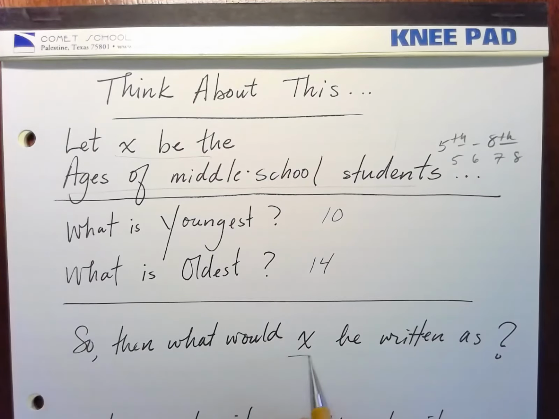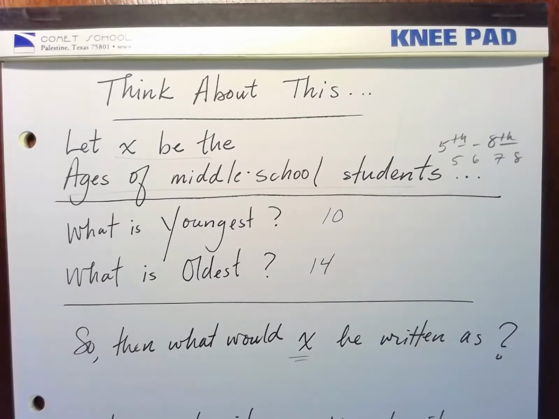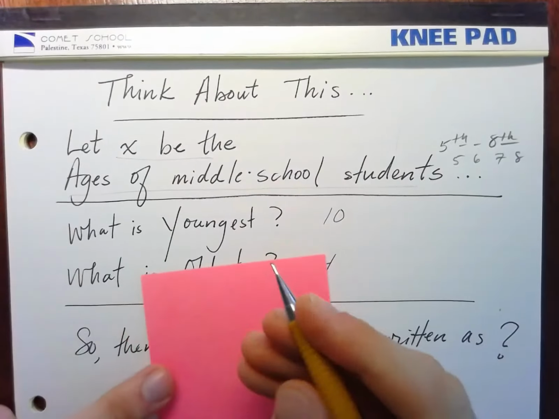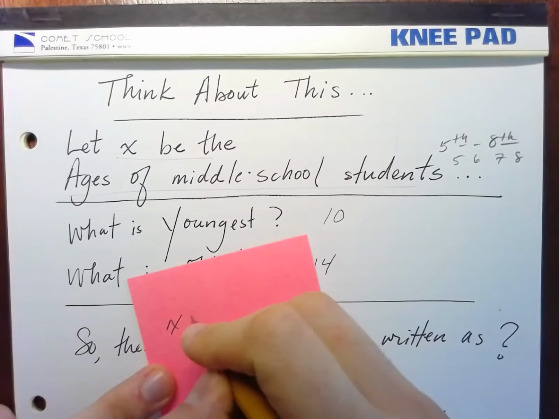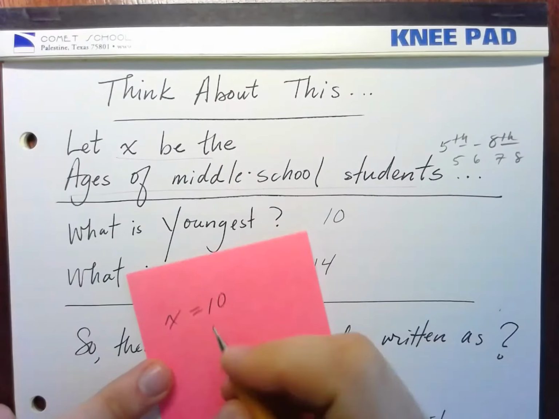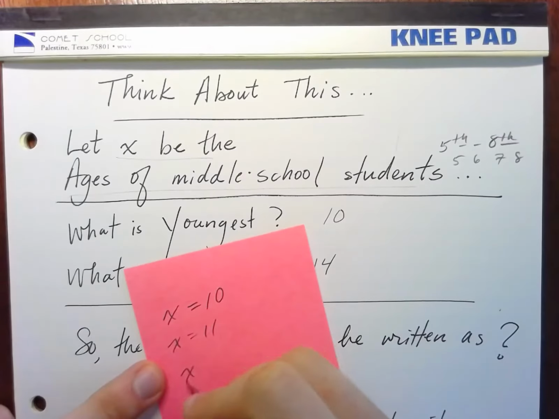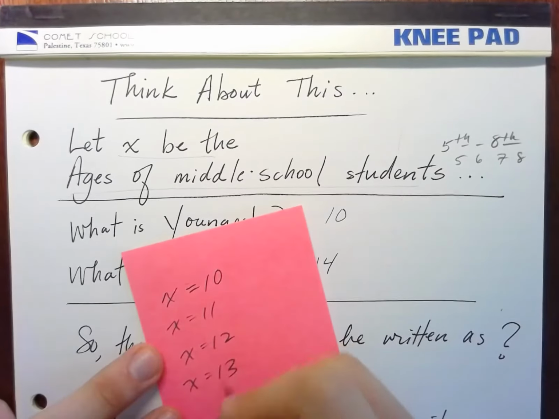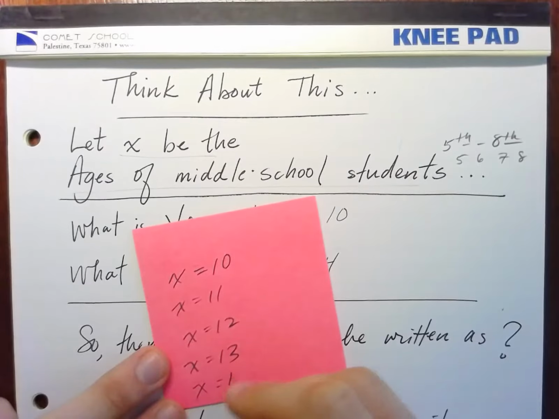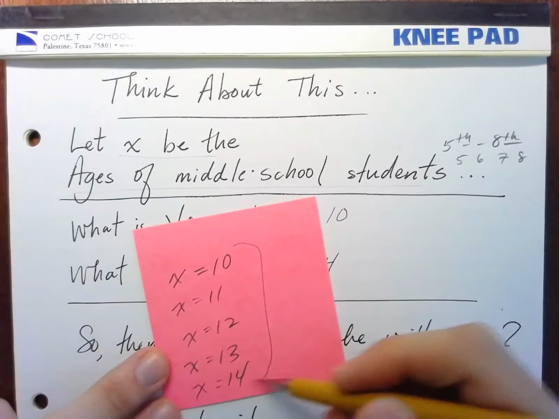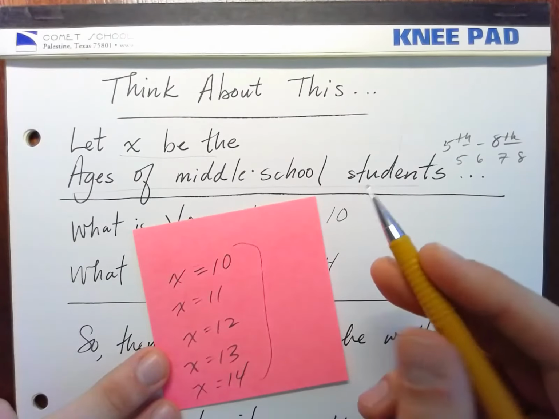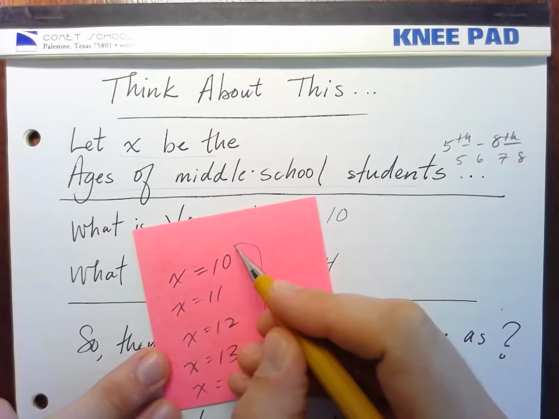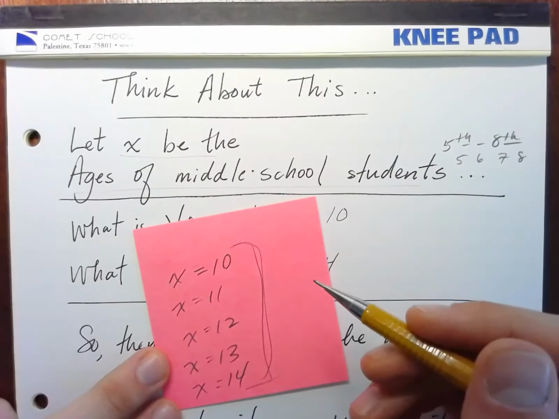Then what would X be written as? How can we write X using our algebra skills we're learning if it can be more than one thing, right? Normally we're thinking about X as being a single value, and so we might say that X is equal to 10, but it's not just equal to 10. X could also be equal to 11 or 12 or 13, or 14. And we're saying that these are all the possible values for students' ages in middle school.